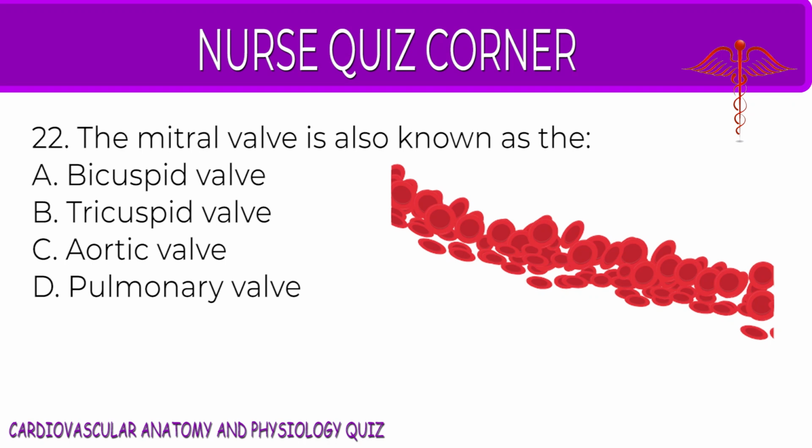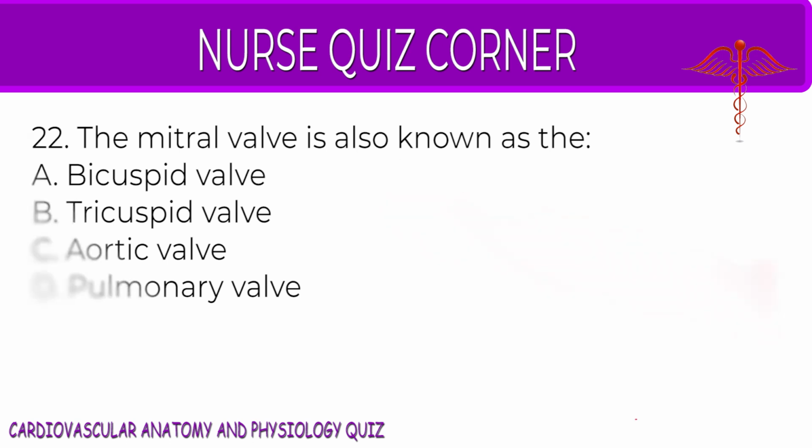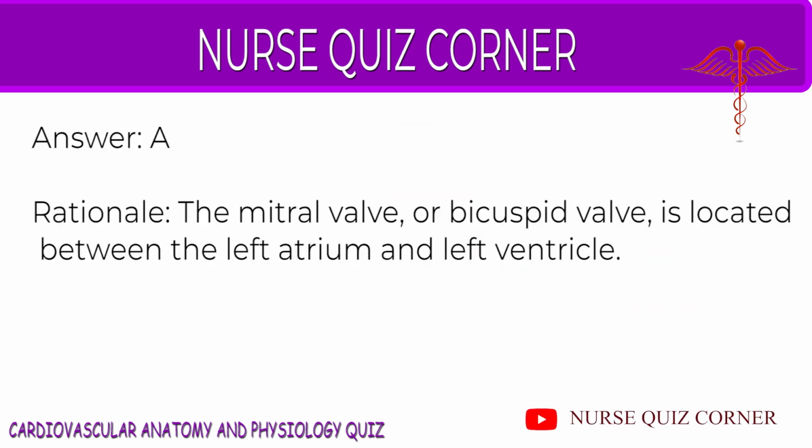22. The mitral valve is also known as: A. The bicuspid valve. B. Tricuspid valve. C. Aortic valve. D. Pulmonary valve. Answer A. Rationale. The mitral valve, or bicuspid valve, is located between the left atrium and left ventricle.